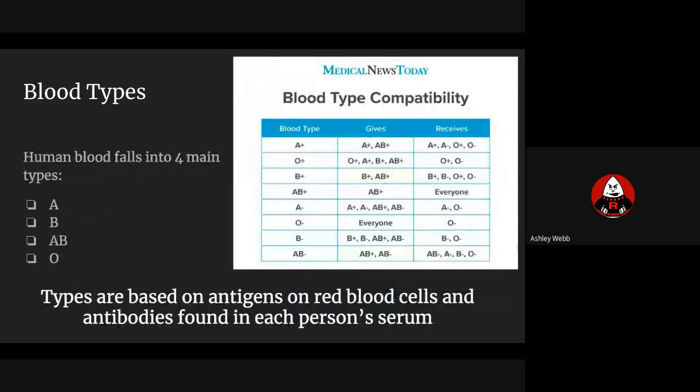When we're talking about blood types, there are four main types that human blood falls into: A, B, AB, and O. Okay, and they're based on the types of antigens on the red blood cells, or the erythrocytes, and the antibodies that are found in each person's serum. This little chart shows us how the different types interact with one another, and what types of blood others can receive.